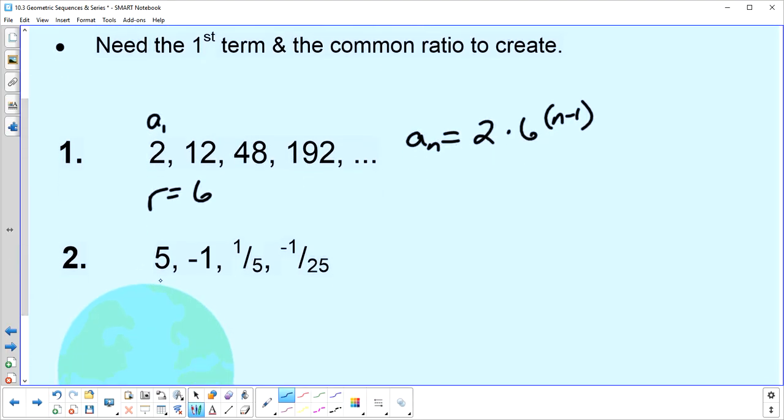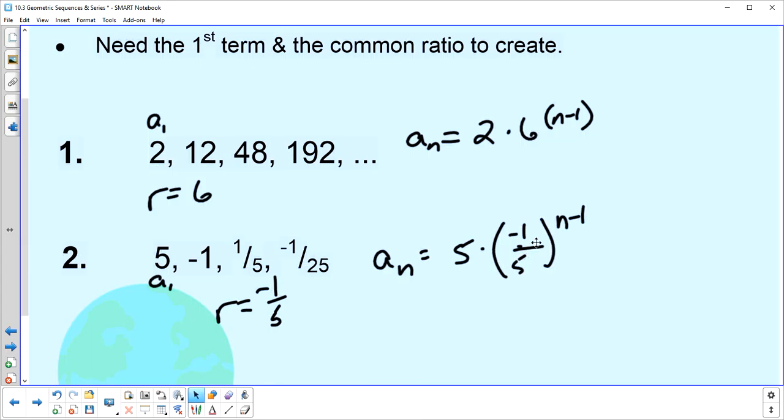Next one a little more complicated. You see a sub 1 is 5, but now our common ratio is negative 1 over 5. And so our general term, a sub n, is going to equal our first term times, and this one you're always going to need to make sure you put this in parentheses, negative 1 over 5 to the n minus 1. Always make sure you put that in parentheses because the sign is going to change, and you can even see that in your sequence here because it's flipping back and forth.